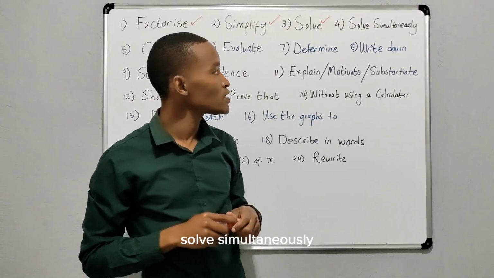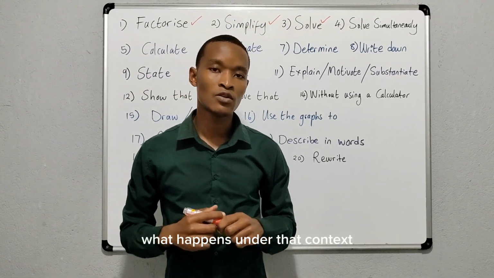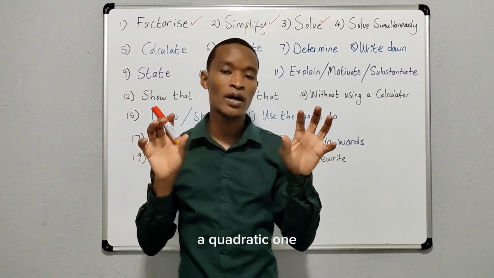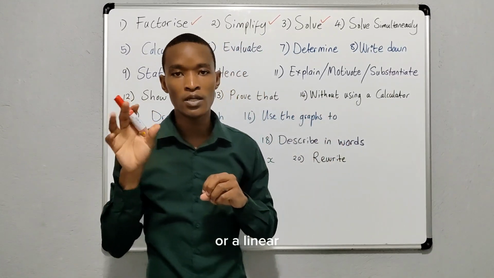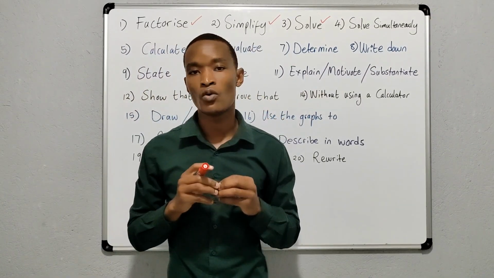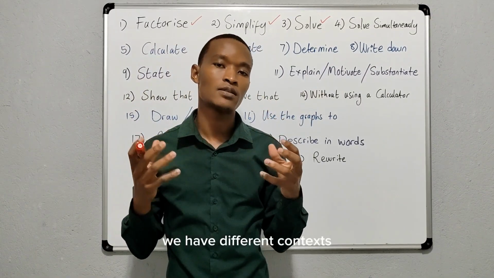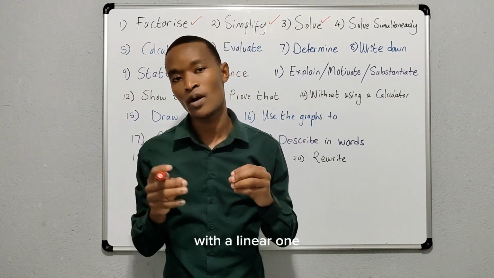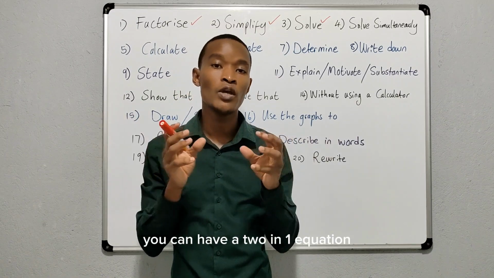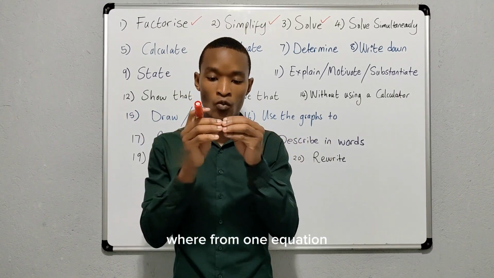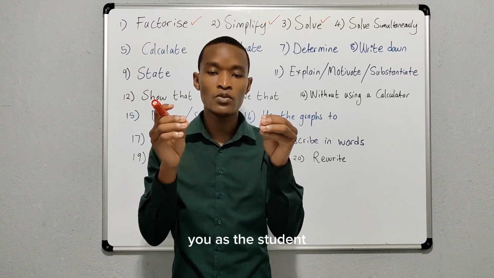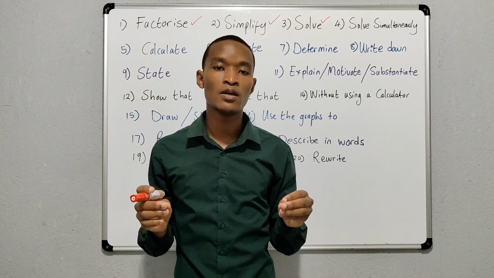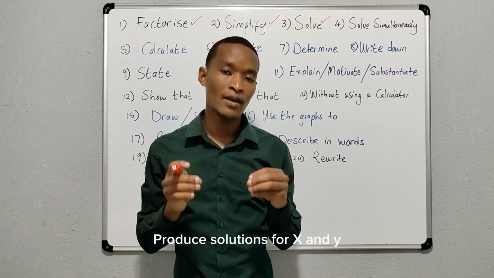Number 4, solve simultaneously. What happens under that context? Usually we're given 2 equations, can be a linear and a quadratic one, or a linear and a hyperbola one. Or we have different contexts that can be assessed, or it can be an exponential one with a linear one, or sometimes you can have a 2-in-1 equation where from one equation you as the student must generate 2 equations that you will solve simultaneously and produce solutions for x and y.